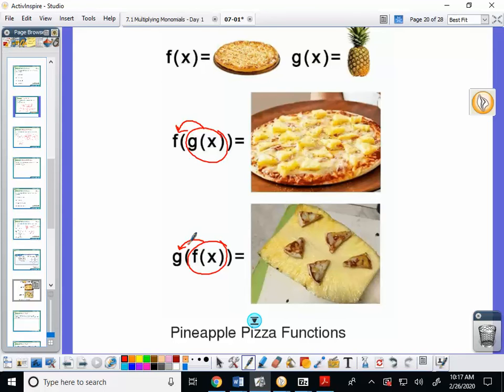Pineapple pizza is my favorite. You guys like pineapple pizza? Oh, it's unfolding. If you've never had it, you're missing out. You should try it next time.